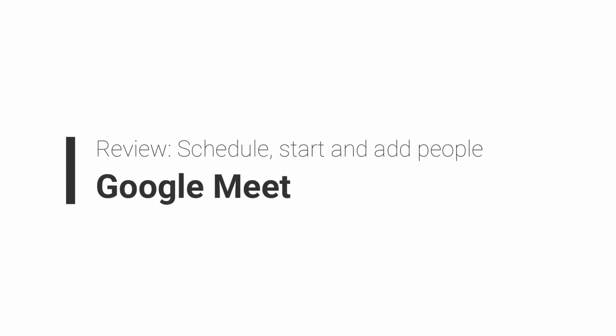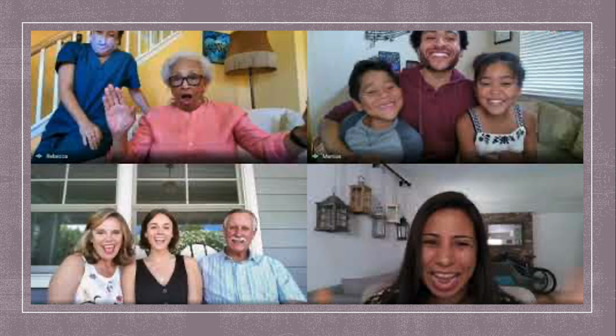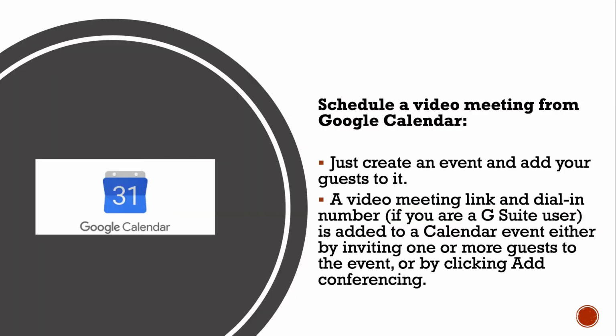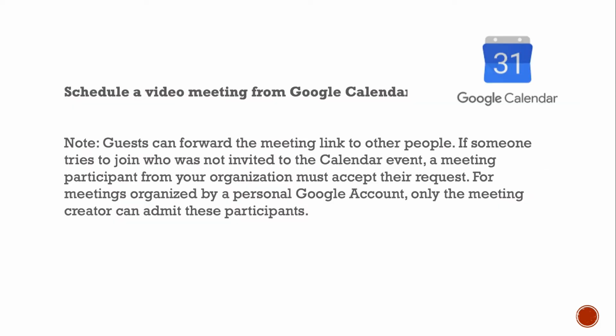So, how do schedules start and add people? Just a little brief review. Scheduling a meeting, as we said, can be done on Google Calendar or Gmail. In Calendar, you go to your calendar, you add a meeting to it, and add your guests. As I said, guests can forward the meeting link to other people, but if they weren't invited through your calendar event, you have to accept them to be let in.